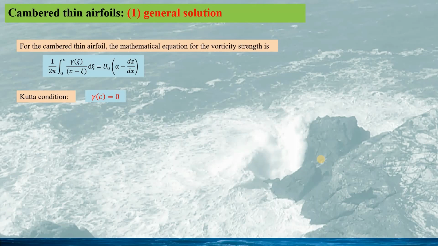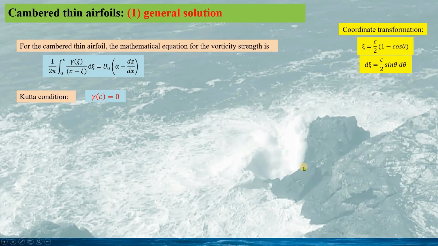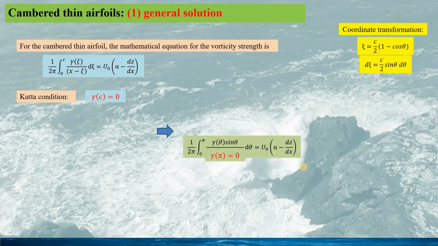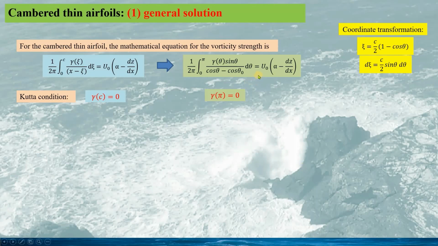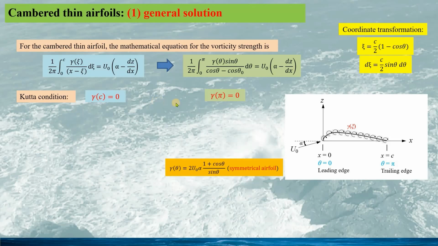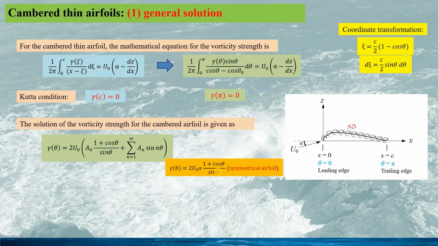For the general equation for the vorticity strength, if we apply the coordinate transformation, we have the vorticity equation as this, and the corresponding Kutta condition is given by this equation. Following the solution for the symmetric airfoils, the vorticity gamma(theta) is given as this. Therefore, for the cambered airfoils, the solution can be extended, given in this form.